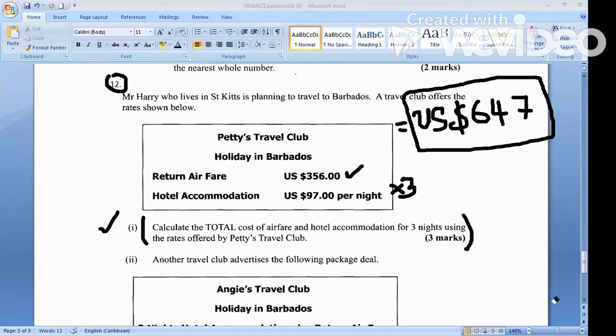Let me just quickly run through. It's pretty simple, Janet. You're going overseas, right? You're traveling, taking an airplane, and this is the return fare, 356. You're going to spend 3 nights at a hotel. The question is to calculate the cost of the airfare and the hotel accommodation for the 3 nights using the rates offered by this travel club. So because you're spending 3 nights, just say 3 times 97 plus 356. Yes, I understand that part. Right, and when you do the math, you get 647.